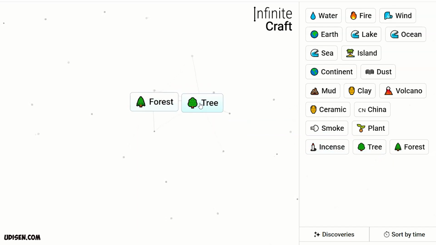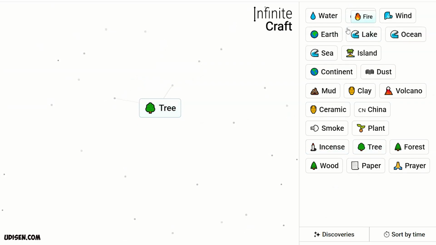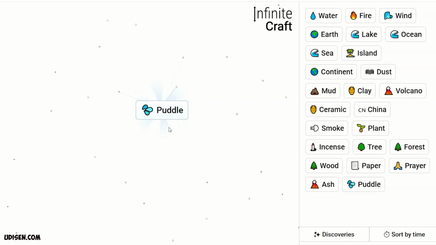After that, earth and plant, tree, two trees, forest and tree, wood and tree, paper, plus incense, it is prayer. Leave this thing here. Then tree and fire, we receive ash, and water, we receive leaf and puddle.